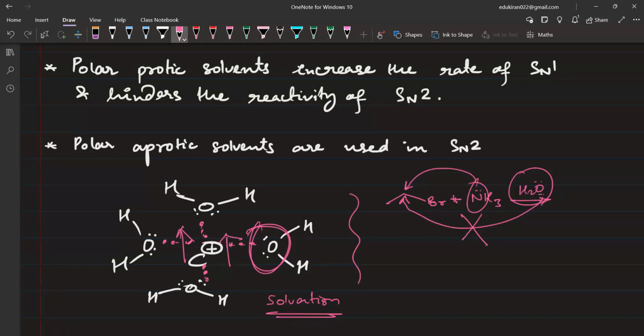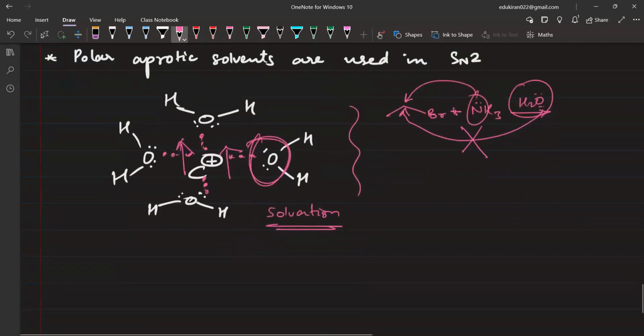Is this clear? Yes or no? Please tell me. Did you understand this? Let us write it down first, what is actually happening here. Then you will understand it more.